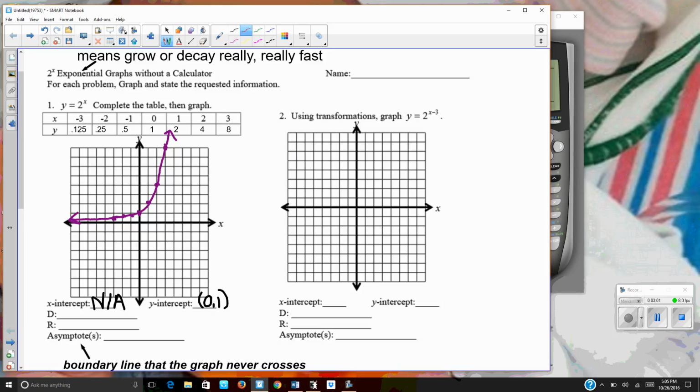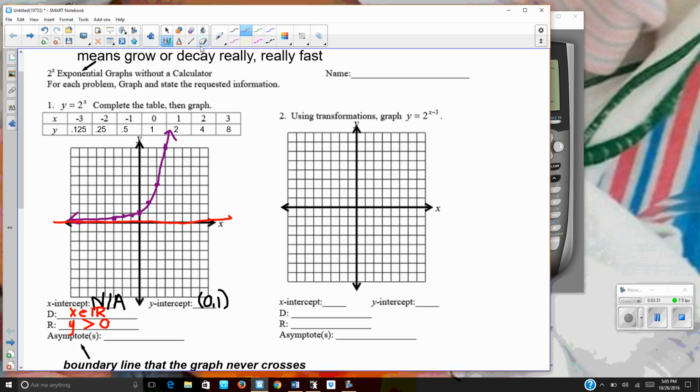The domain for this graph, you should notice, is all real numbers because it's going left and it's going right infinitely. The range, though, there's a lowest point for the y values. It doesn't go past the x-axis, so y never actually hits 0, but it does go above 0. So the range is y is greater than 0.